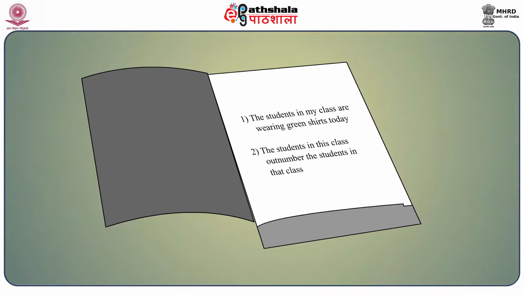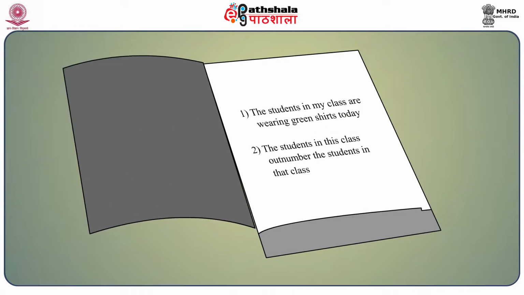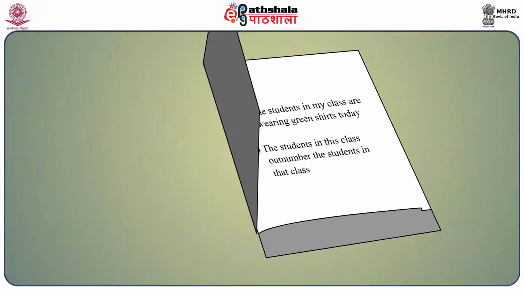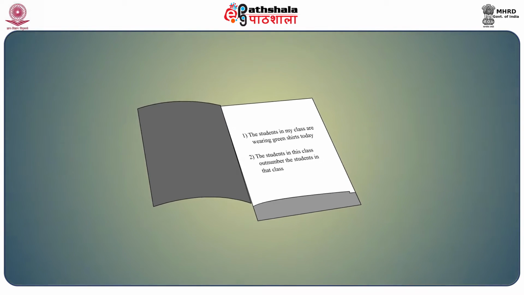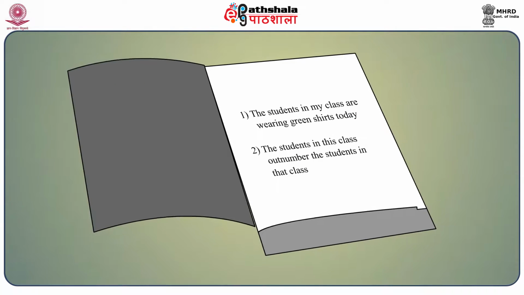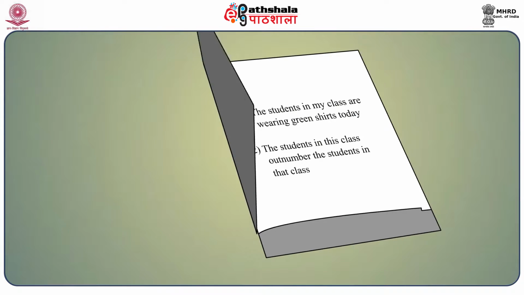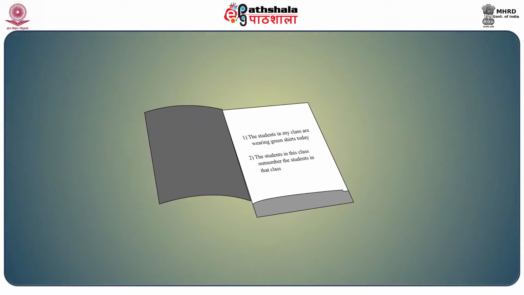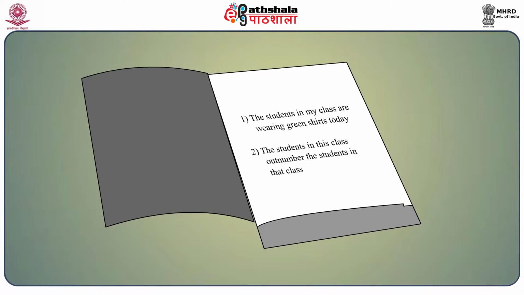For example, if I say the students in my class are wearing green shirts today, or if I say the students in this class outnumber the students in that class, noun phrases like the students in this class, the students in my class, the students in that class, and so on, have to be taken to refer to classes of objects. They cannot refer to simple objects the way we think about simple objects.